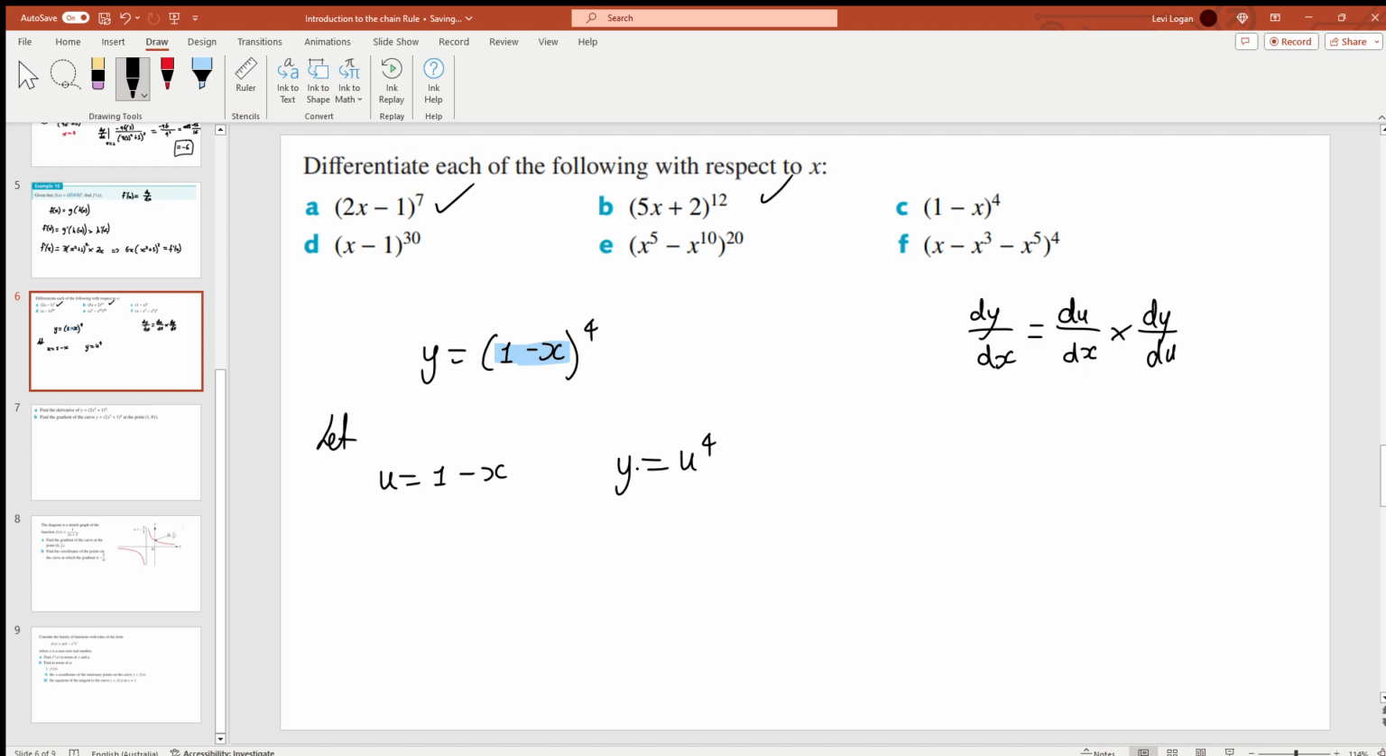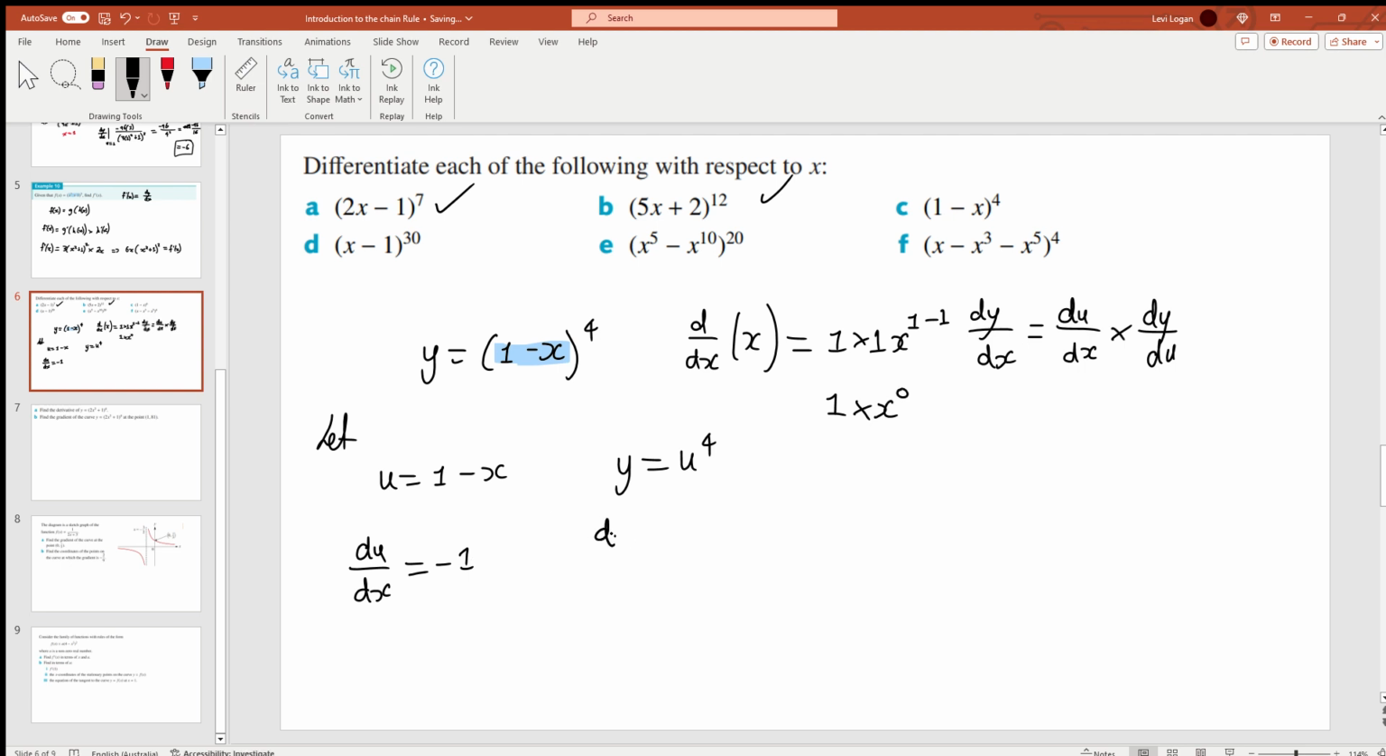So using the power rule, like we've done the previous ones, du/dx is going to be negative 1, because 1 turns to 0 and negative x turns into negative 1. If you're differentiating just x, what we have is the 1 times x to the 1 minus 1. So hence we get 1 times x to the 0, which is 1. So that's why that's negative 1.